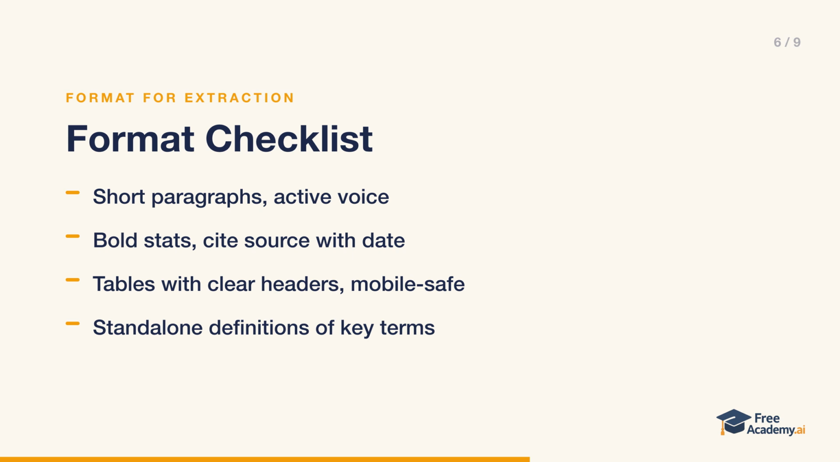For lists and tables, use them for the right content like comparisons and steps, put clear headers on tables, keep formatting consistent, and make sure they display well on mobile. For definitions, define key terms clearly, make each definition complete and standalone, explain technical terms, and keep terminology consistent throughout. These are the details that decide whether a model can lift a clean chunk from your page.